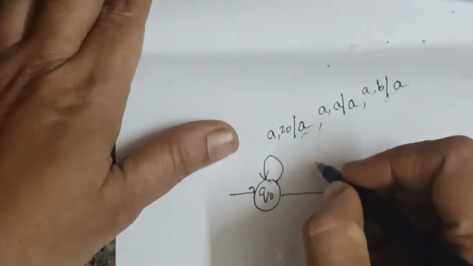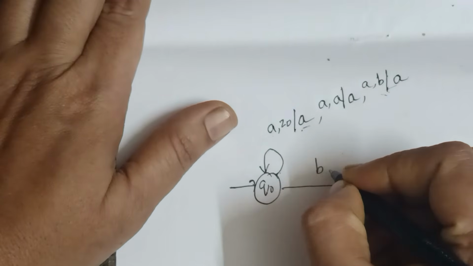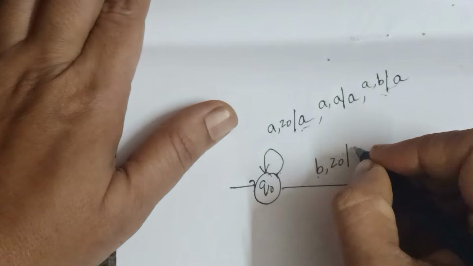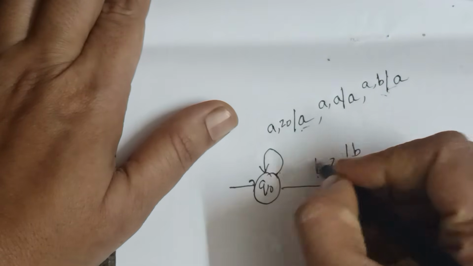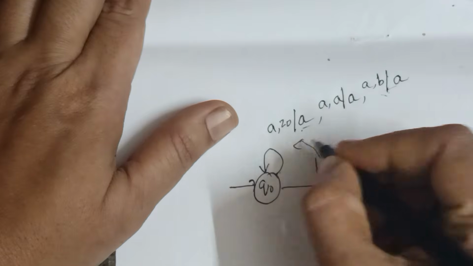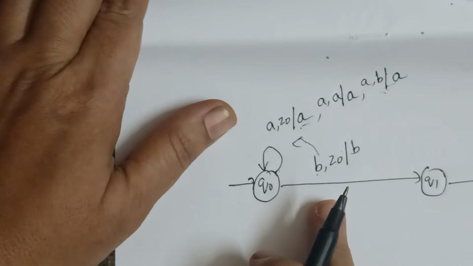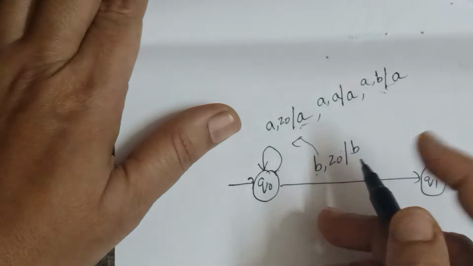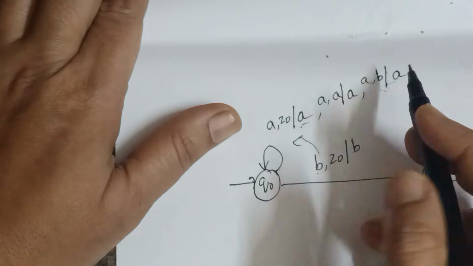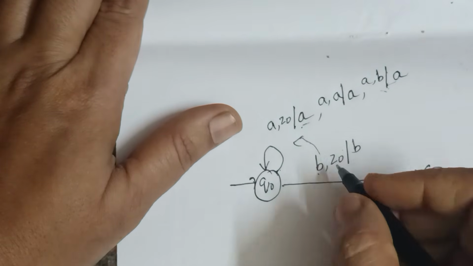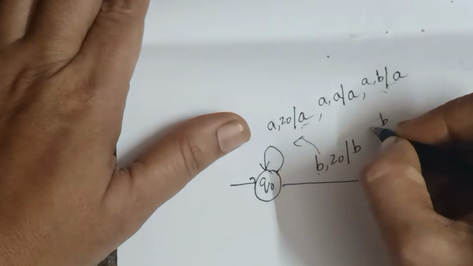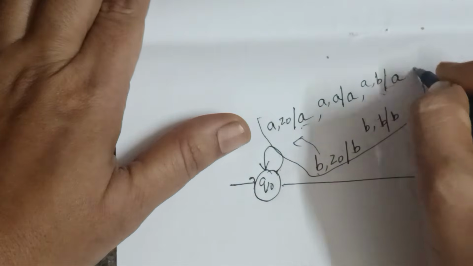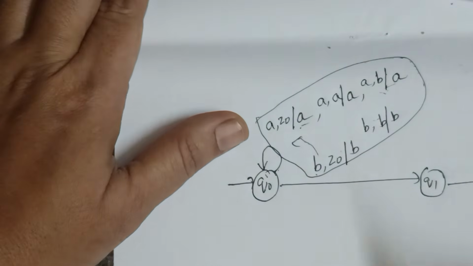Okay, now Z0 is the top of the stack. If I push B, then it will be B. It is going to the same state. Here it should be labeled. Next, Q0, B, B. So in Q0, the top of the stack is B. Again, if I push B, it should be B. So all this set is for this one.